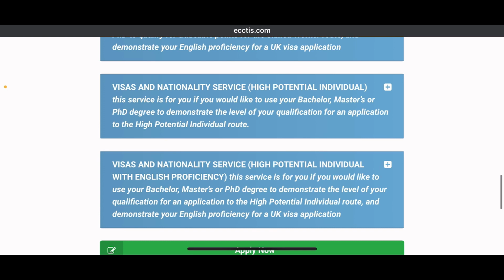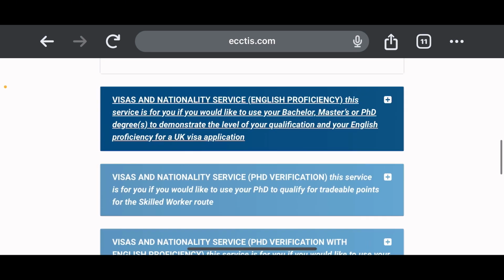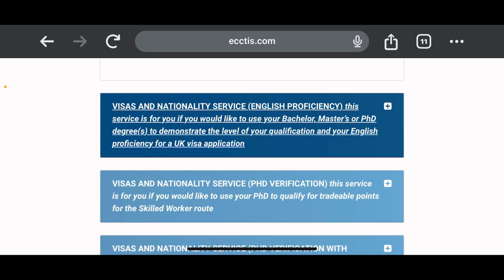Then the rest of them. Okay, Visas and Nationality Service, High Potential Individual. This service is for you if you would like to use your bachelor's, master's or PhD degree to demonstrate the level of your qualification for an application to the High Potential Individual route. Okay, and the rest of them.